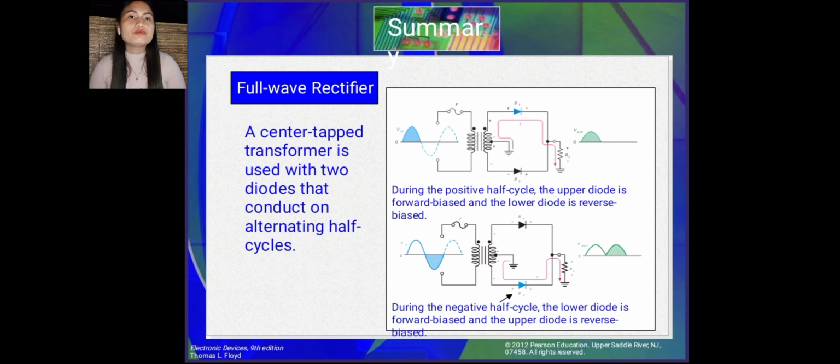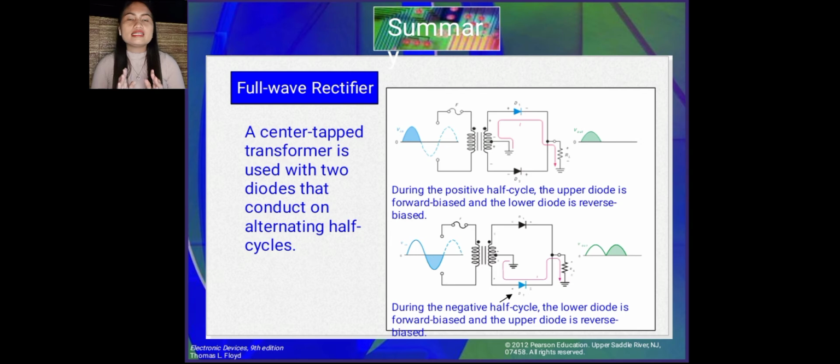The input voltage is coupled through the transformer to the center tap secondary. And half of the total secondary voltage appears between the center tap and each end of the secondary winding. So in this illustration, for a positive half cycle of the input voltage, the polarities of the secondary voltages are shown in the first illustration. This condition forward biases diode 1 and reverse biases diode 2. The current path is through D1 and the load resistor RL as indicated.